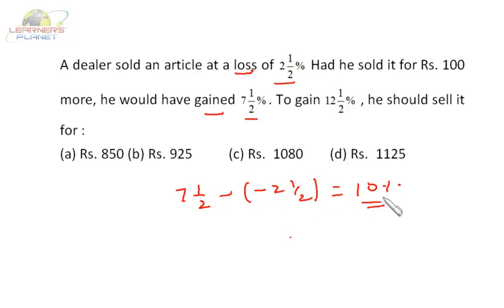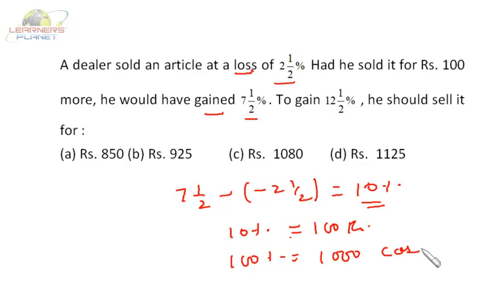10%. That is the difference between these two, and it is equivalent to 100 rupees. That means the difference in his earning is 10%, which is actually 100 rupees. Now 100% will be rupees 1000, and that is nothing but his cost price, since profit is always a part of cost price. So this is the cost price.